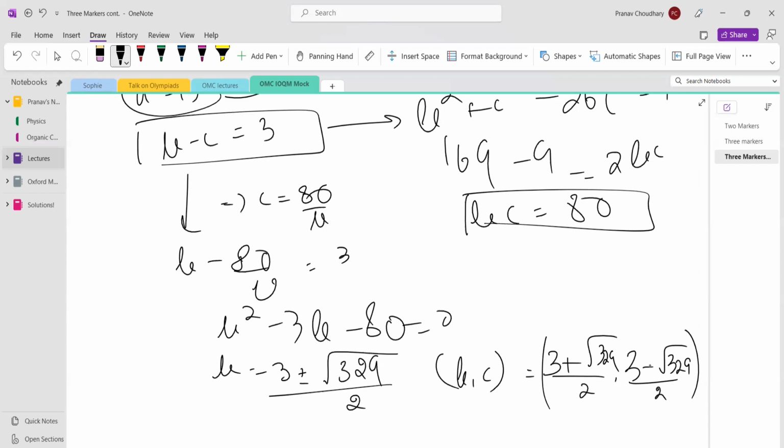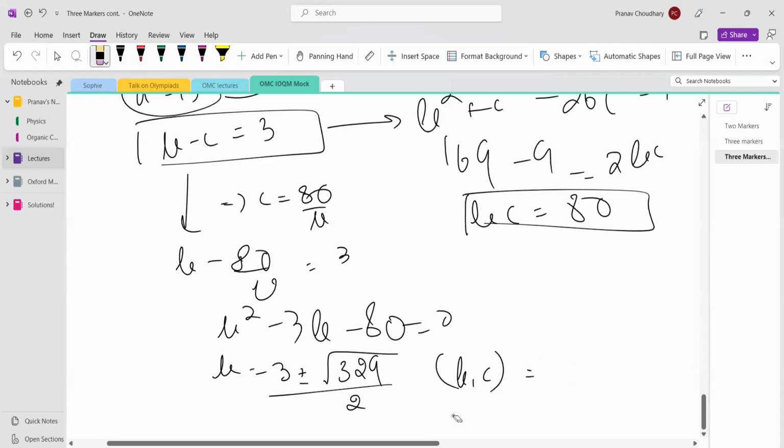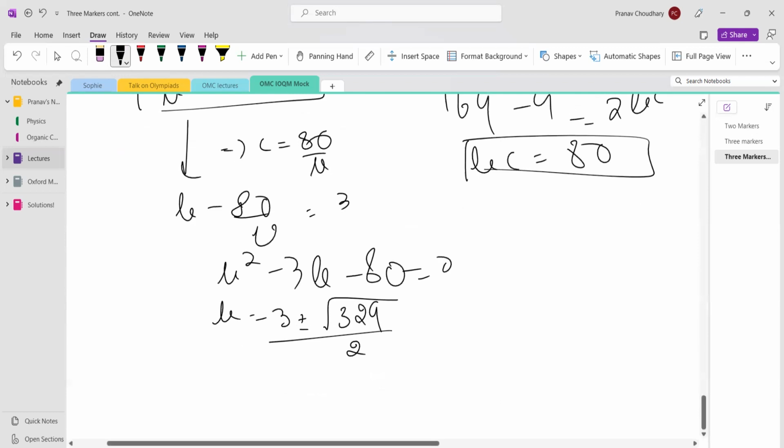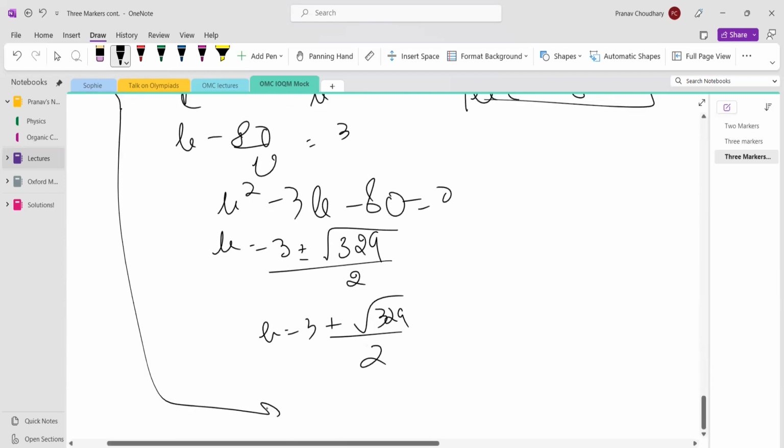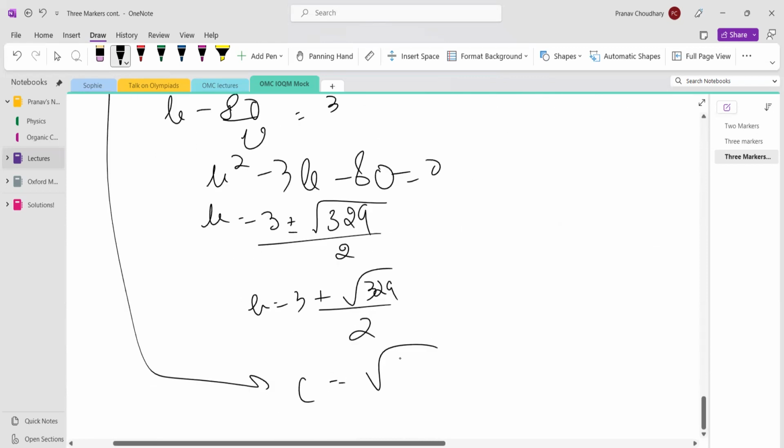Does this look like 3 plus C? Oh, oops, sorry. Okay, no, we don't do it this way. Ignore that part. So B is like this thing. Clearly B cannot be negative. Yeah, I was giving a wrong explanation. If you take minus that, this thing would be negative, right? So B is the positive thing, 3 plus root 329 by 2. And from here, B minus C equals 3, you get C is root 329 minus 3 by 2.